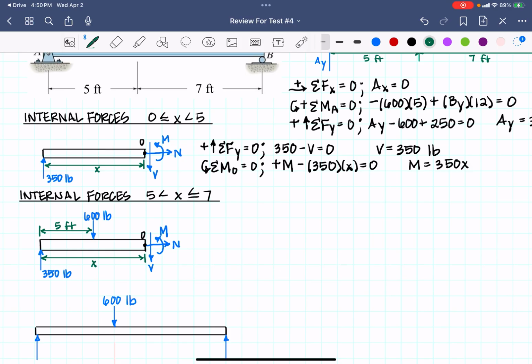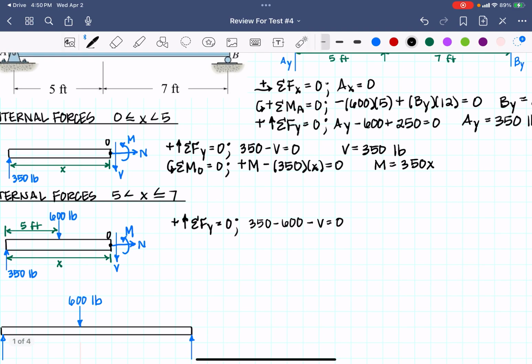So now if I sum my forces in the y direction, I am going to have that 350-pound force up. I'm going to have that 600-pound force down. And I'm going to have the shear going down equals 0. So I'm going to actually get that V equals negative 250 from 5 to 7.